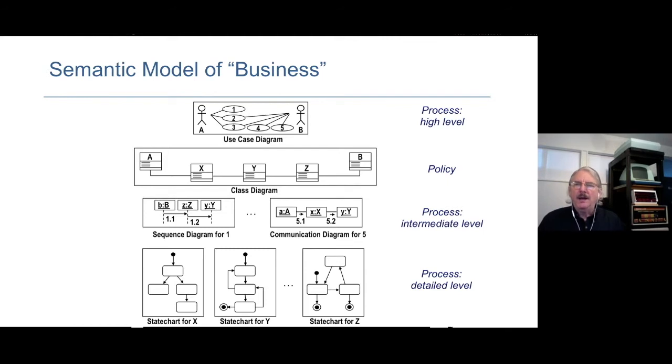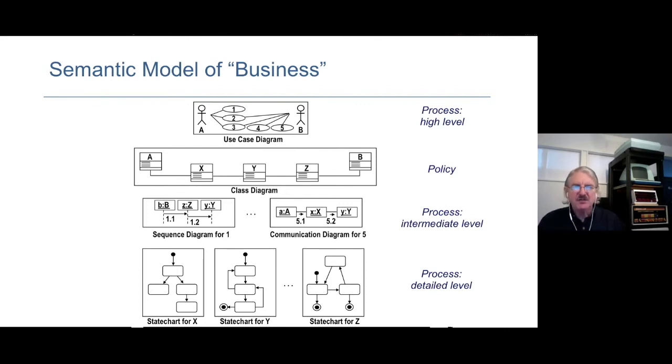And so the use case diagram would give me a high-level overview of business process. The class diagram would give me a view of the business policies that need to be enforced. The sequence diagrams would give me process at an intermediate level, and state charts would give me process at a detailed level. This is just an overview. This is just an introduction. But essentially, this becomes a blueprinting language that allows me to capture precisely, concisely, a blueprint of the business policies, a blueprint of those business processes.